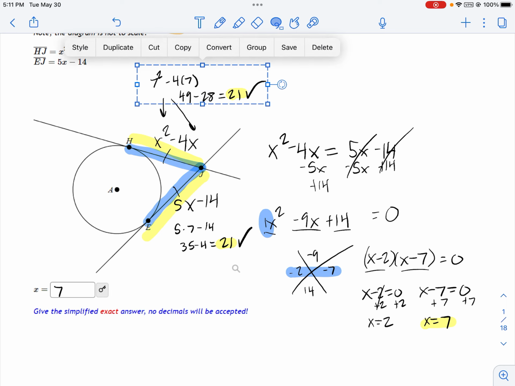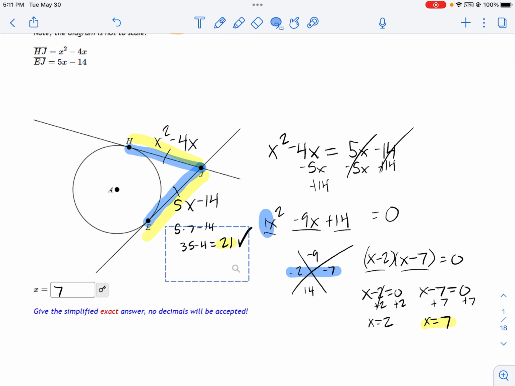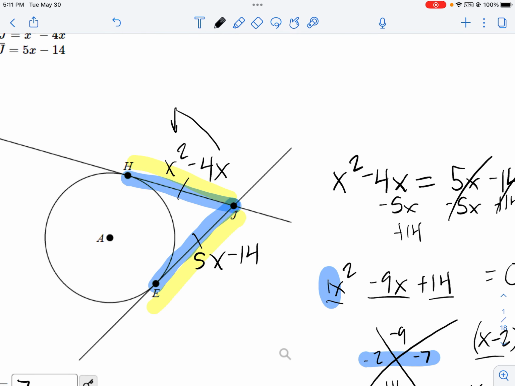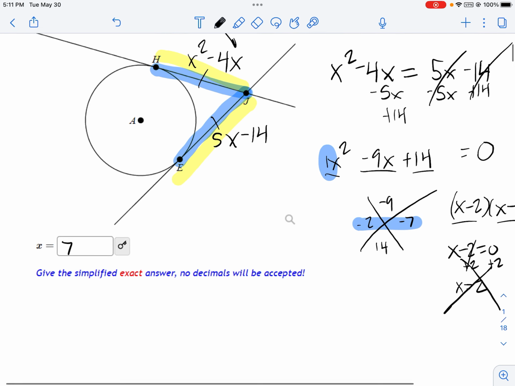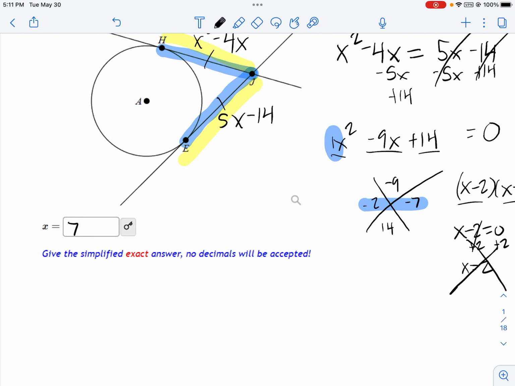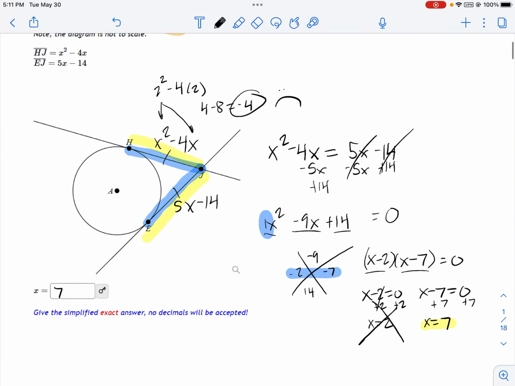Alright, so let's now do the exact same thing, but instead of using 7, let's use our 2. So we'll plug 2 into both of these. We have 2 squared minus 4 times 2, and that's 4 minus 8, which is negative 4. Now that is an issue. Can't have negative lengths, which means that x equals 2 is not a solution. You can't have it because it creates a negative length, which means x equals 7 is the only possible solution.